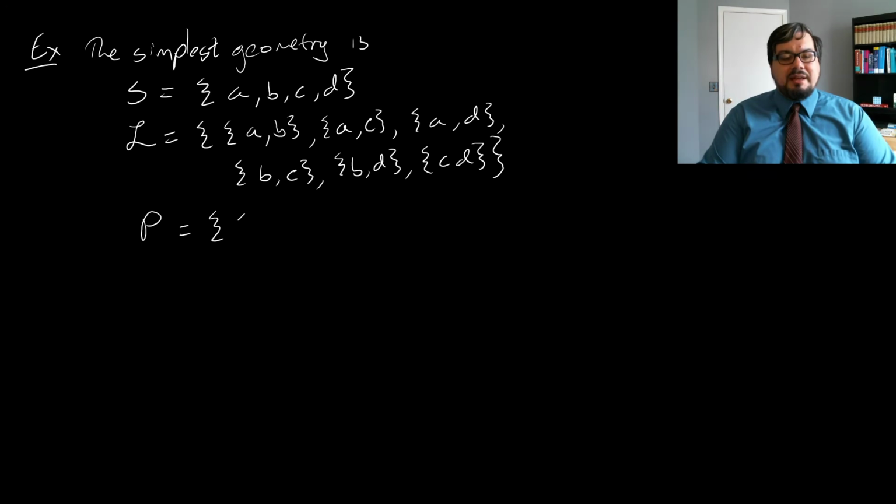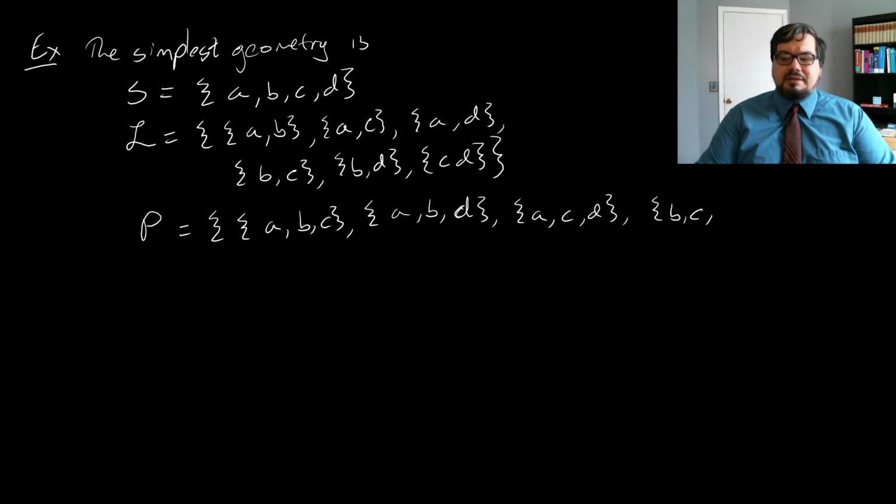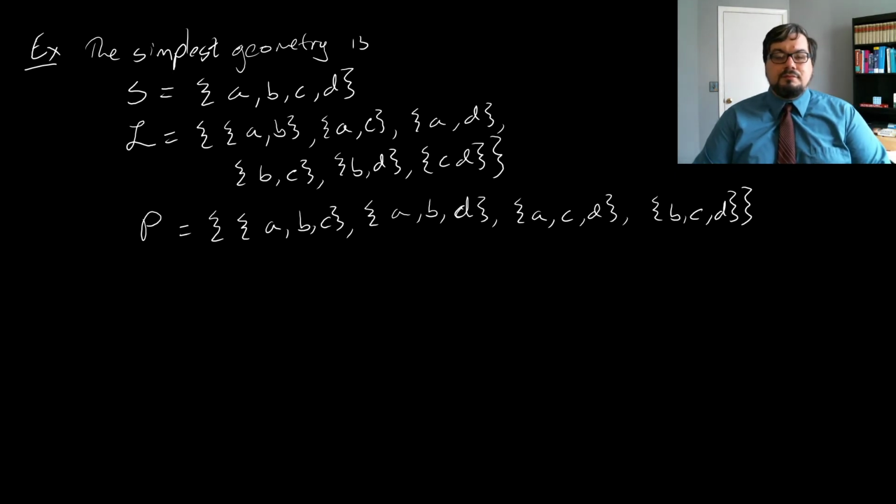And our collection of planes is the set of all triples. ABC, ABD, ACD, and BCD. So we can check the axioms directly from here, but of course this is geometry. We want to understand what's going on sort of visually, and that's usually the better way of doing things, understanding things intuitively.